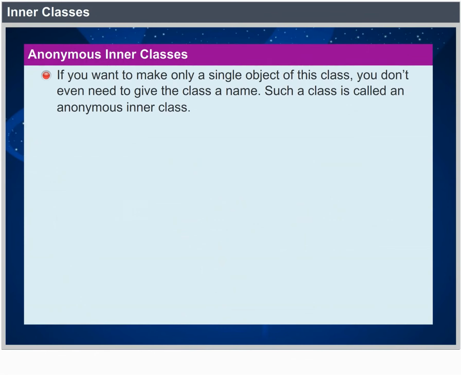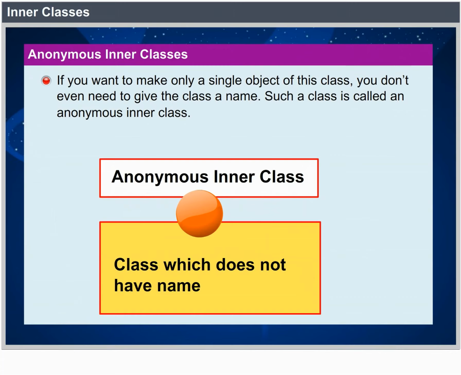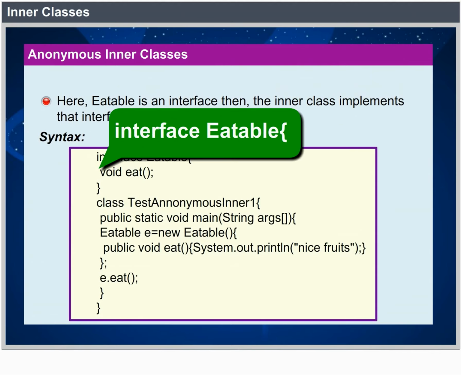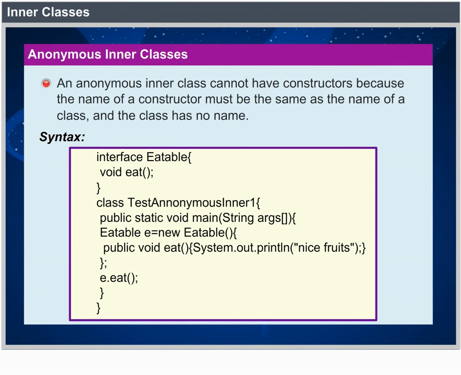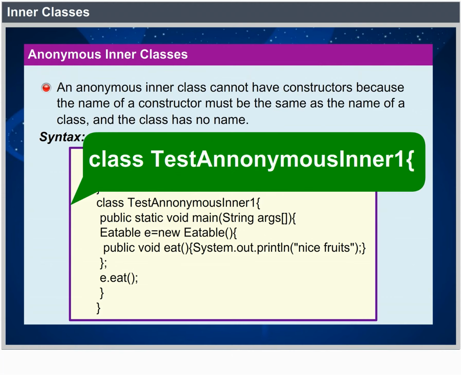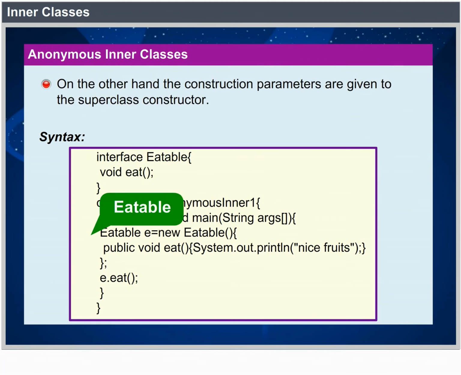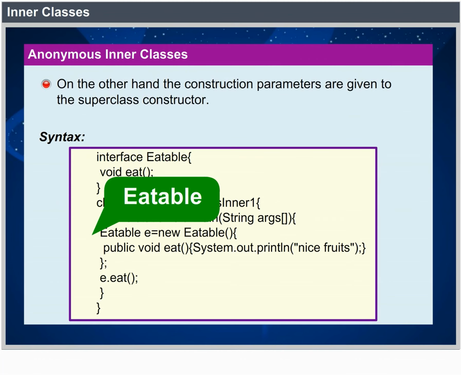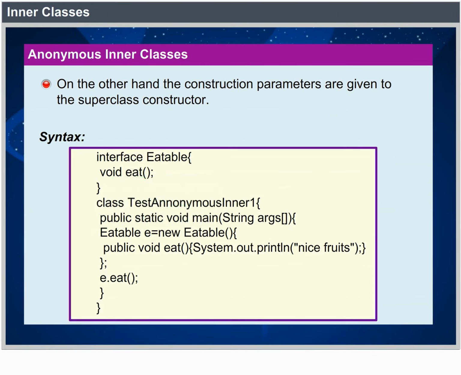Anonymous inner classes. If you want to make only a single object of this class, you don't even need to give the class a name. Such a class is called an anonymous inner class. Here Eatable is an interface, and the inner class implements that interface. An anonymous inner class cannot have constructors because the name of a constructor must be the same as the name of a class and the class has no name. On the other hand, the construction parameters are given to the superclass constructor.